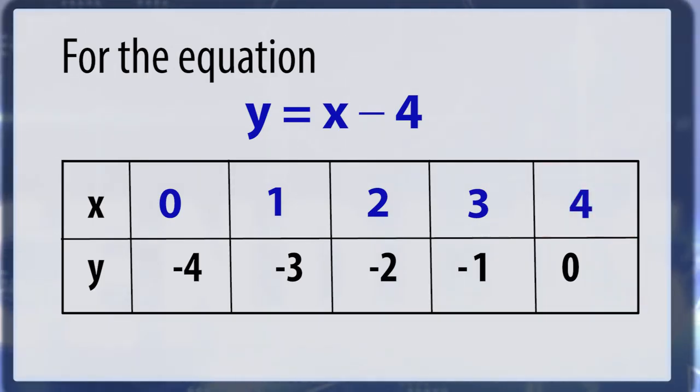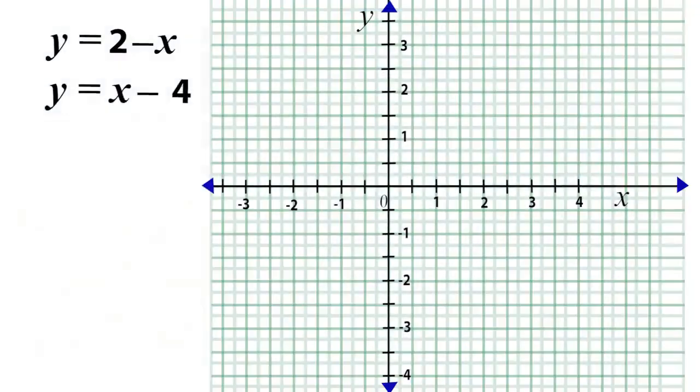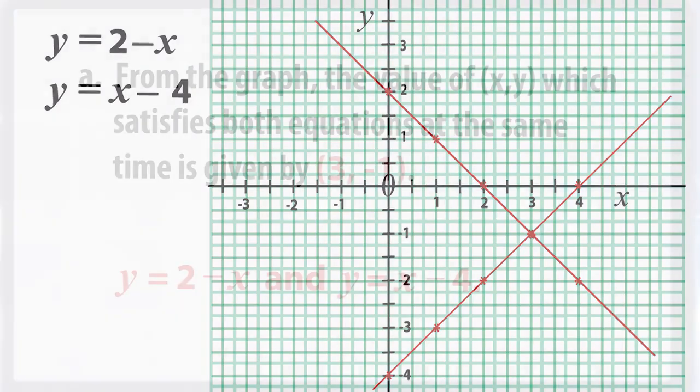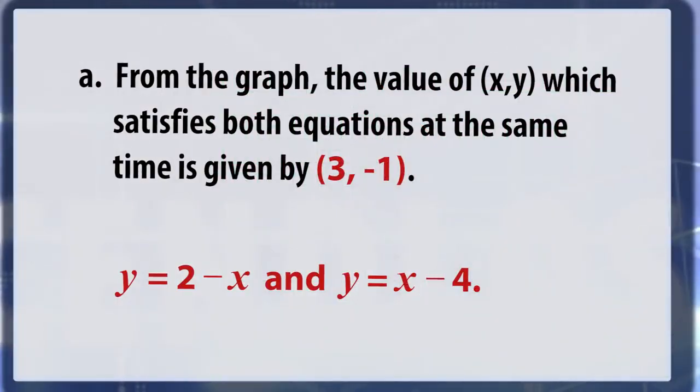Lovely. The graphs of the two equations are shown on your screen. Where the two lines meet at x is equal to 3 and y is equal to -1. From the graph, the value of x and y, which satisfies both equations at the same time, is given by (3, -1). This is the point of intersection of the equations.